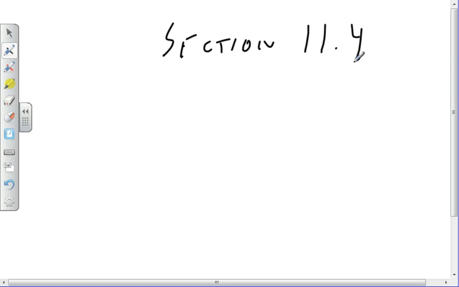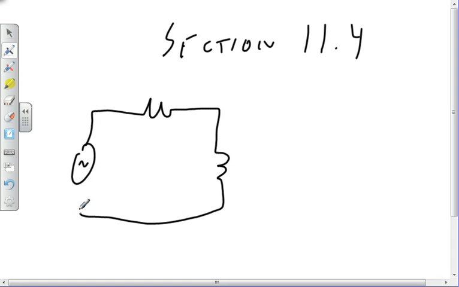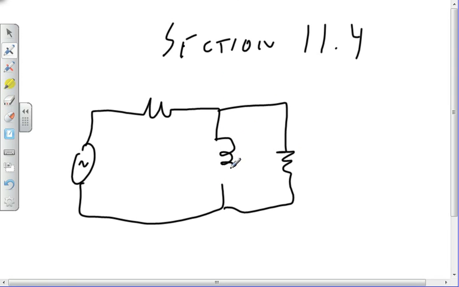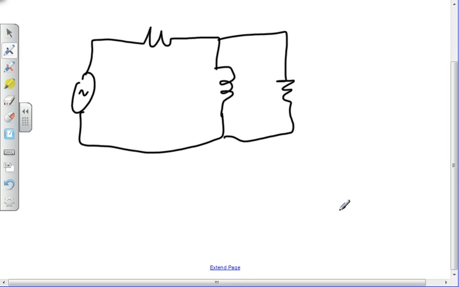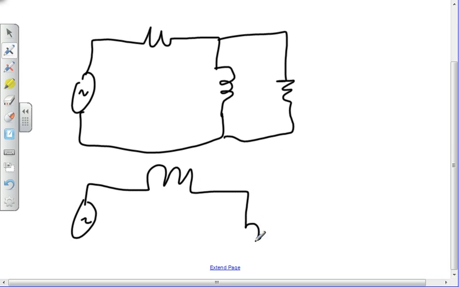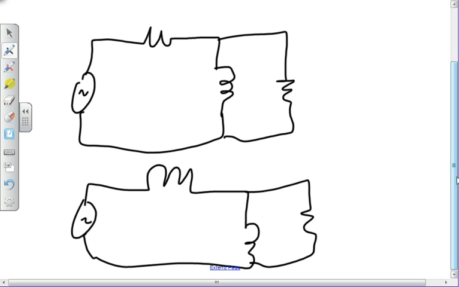Okay, in 11-4, we're going to have some AC circuits. We're going to have a resistor in parallel with an inductor and a resistor, or we could have an inductor in parallel with another inductor, in series with an inductor and a resistor, or any other combination of anything. I mean, it could be whatever it is.